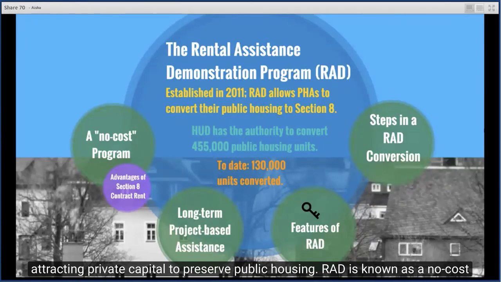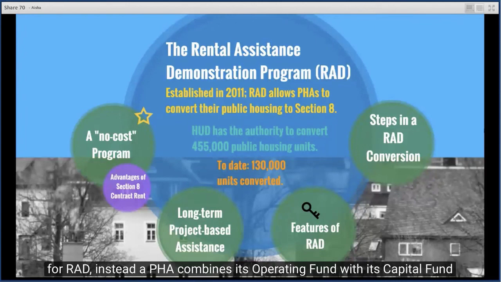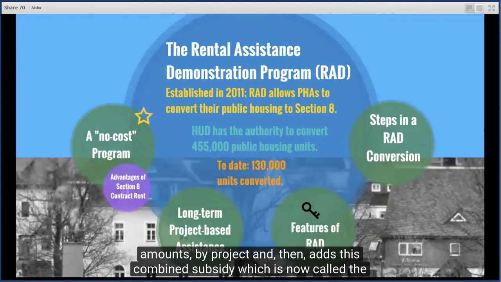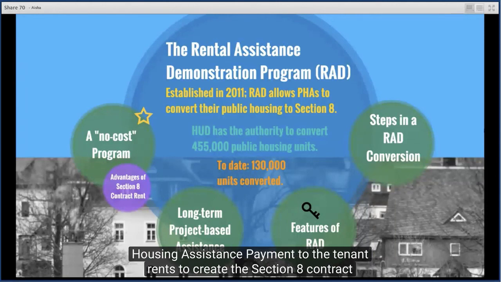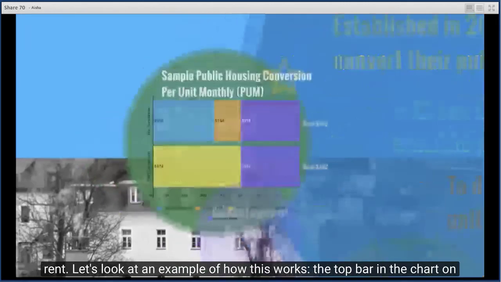RAD is known as a no-cost or no new funding program. The Congress did not appropriate any additional funds for RAD. Instead, a PHA combines its operating fund with its capital fund amounts by project and then adds this combined subsidy, which is now called the housing assistance payment, to the tenant rents to create the Section 8 contract rent. Let's look at an example of how this works.